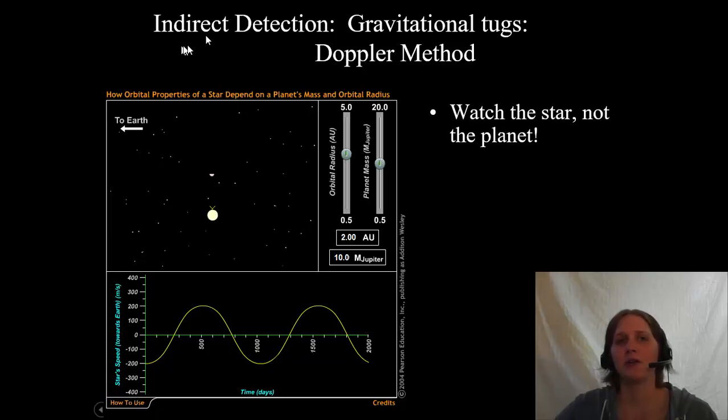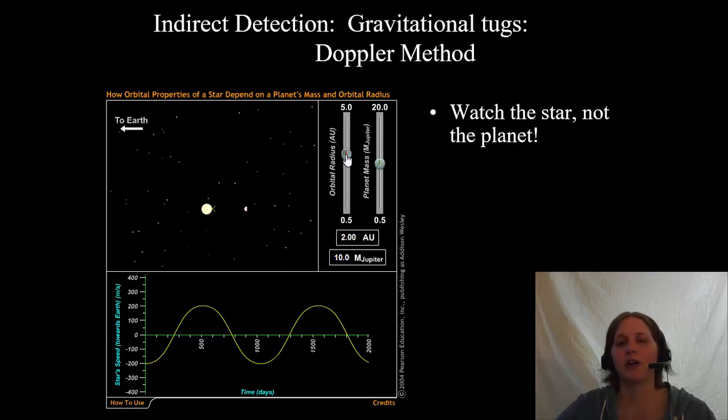So again, this is going to be indirect. You're not watching the spectra of the planet. You're going to watch the spectra of a star. And the star has an absorption spectra, and if it's moving away from you, the spectral lines will be redshifted, and if the star moves towards Earth, the spectral lines of that star will be blue shifted. And you can plot out the amount of redshift and blue shift on a graph, right, and determine that there's a planet orbiting it.